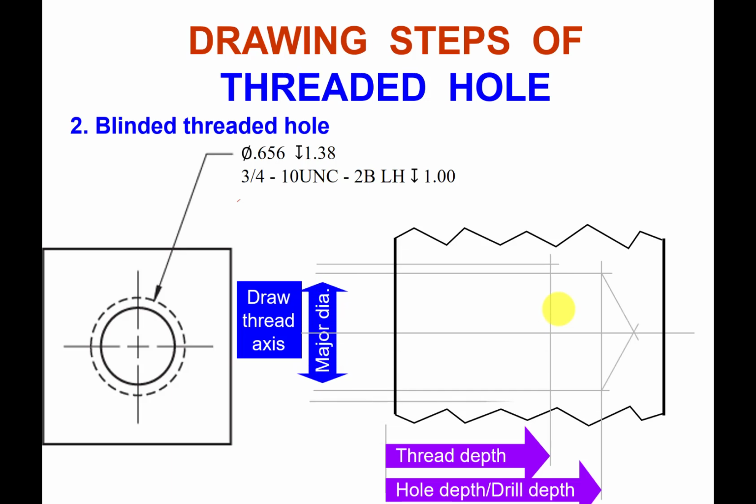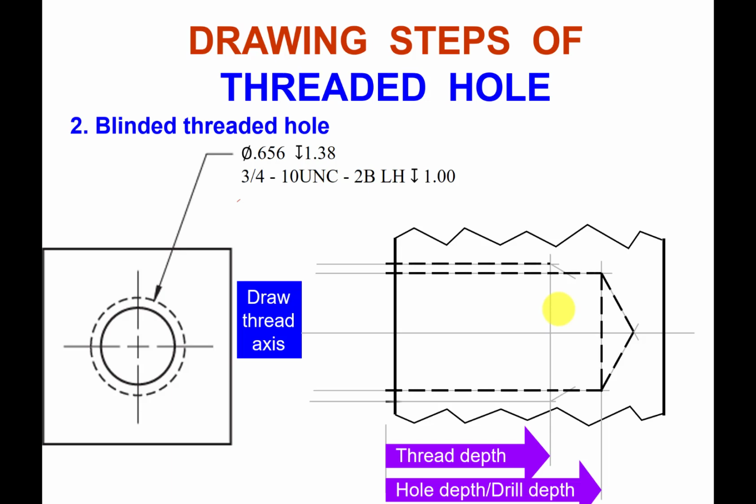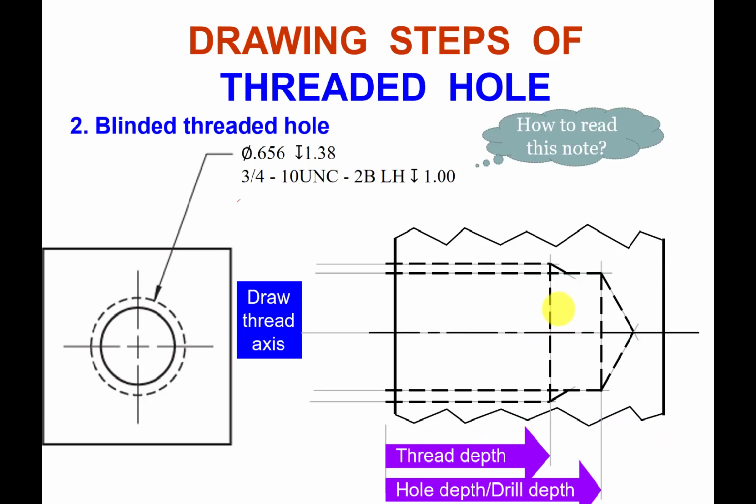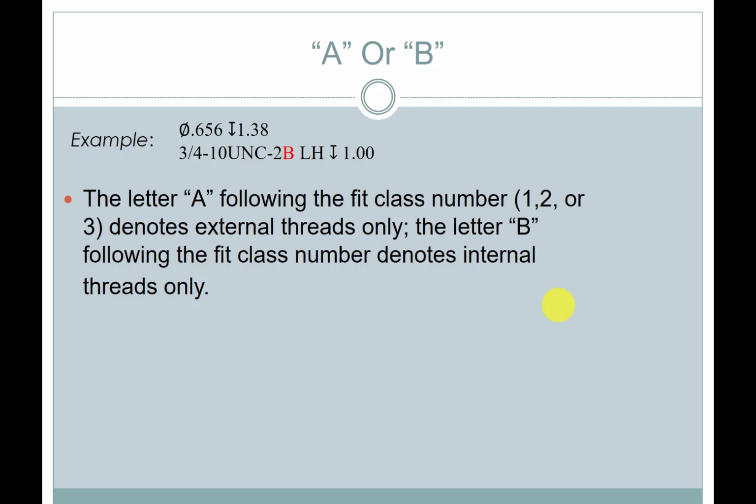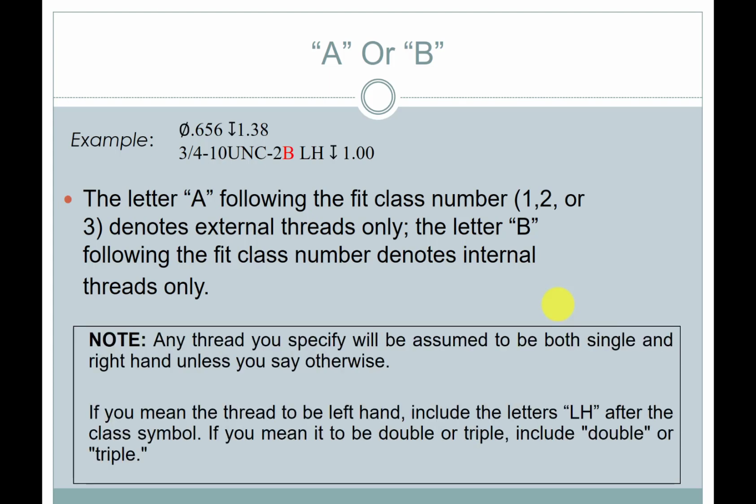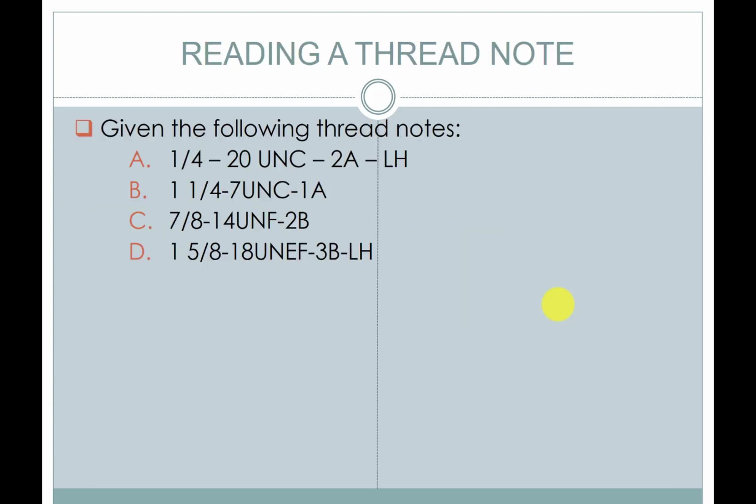Watch this animation to see how to determine a threaded hole. You must determine the size of the hole first, and then determine the length of the hole. Continue to determine the thread. A represents the external thread. B represents the internal thread.